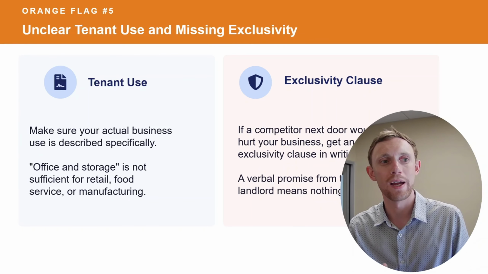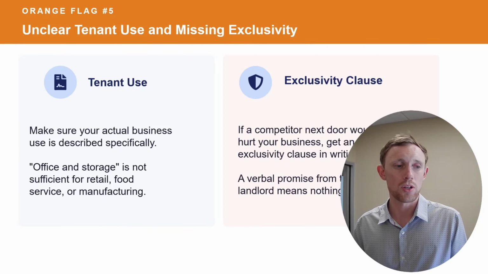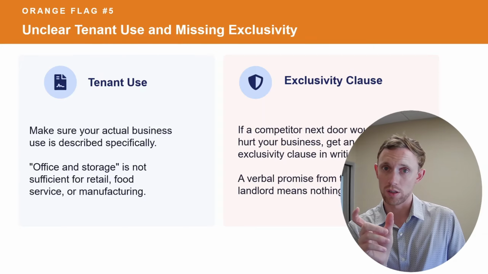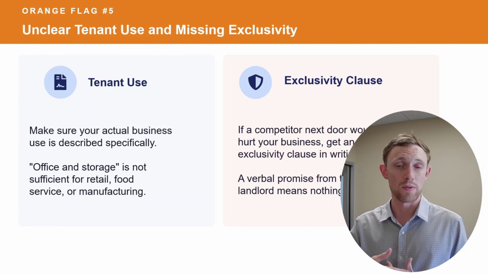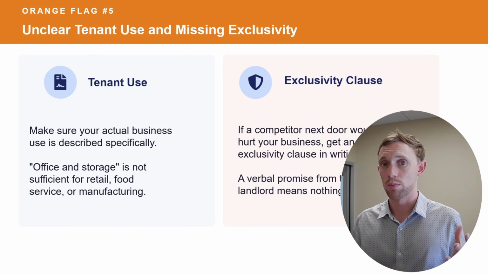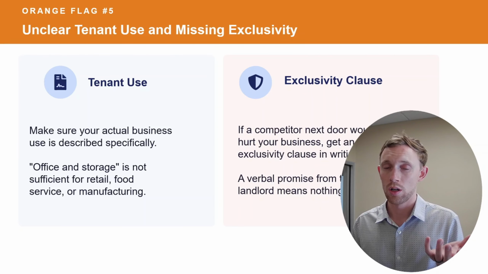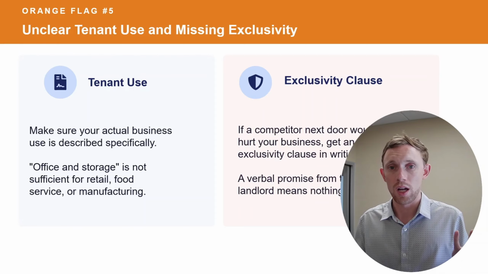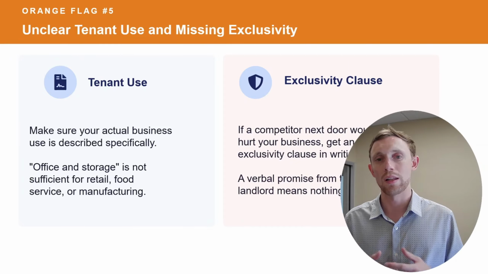Okay, another orange flag: unclear tenant use or missing exclusivity. So this is just kind of back to the language of the lease. You need to make sure that your actual business use and the way your business operates is described. There's usually a section in the lease, it's called tenant use. And what you want to make sure is it's not just super vague or it's not just a carryover from the previous lease. So if it just says office and storage, but if you're a restaurant, that's not protecting you. If there ever became an issue and ever went to court, there could be an argument that says, well, the lease didn't allow them to be a restaurant, even though it was obviously a restaurant. If that use just says office and storage or something that isn't actually your business, you're not protected. So make sure that language is really clear.